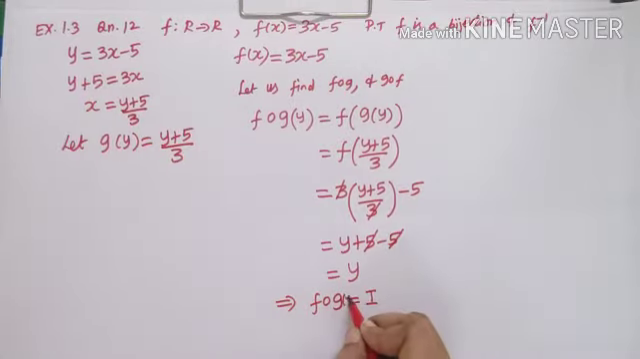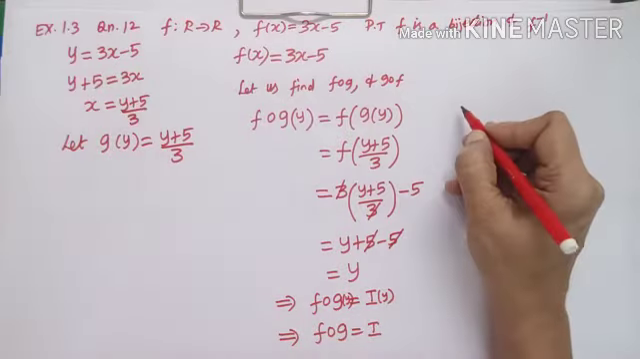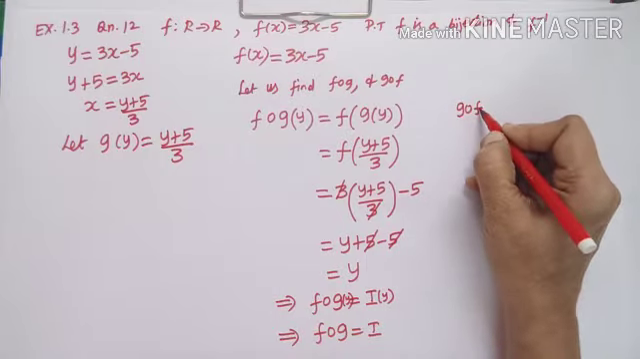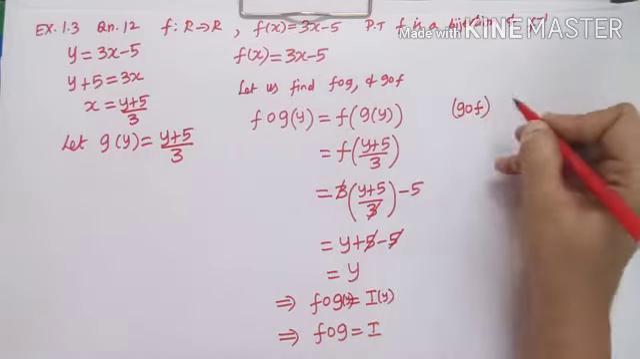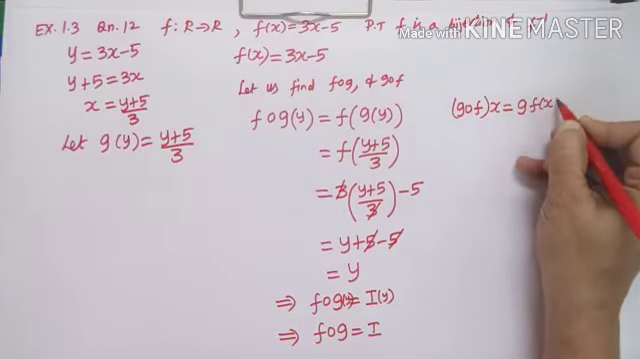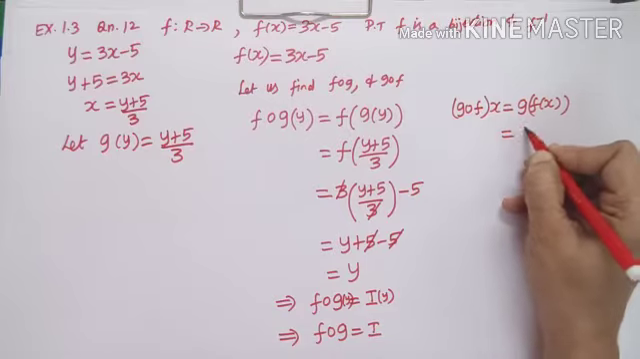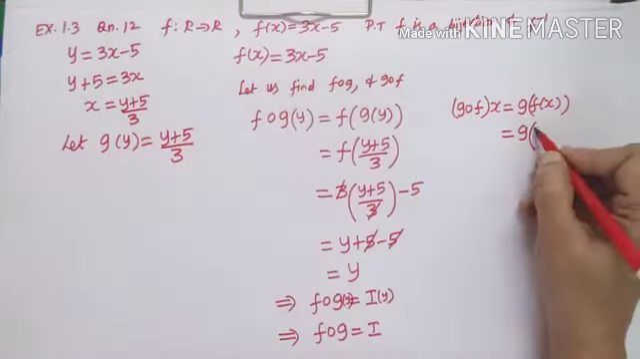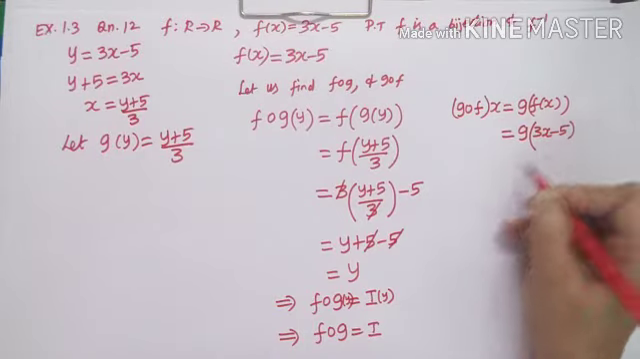Because here there is a y, this is nothing but I of y, or I will say f composition g is an identity function. Similarly, we'll find out g composition f. Because f is coming, put x equals to g of f of x. This is g of. What is f of x? f of x is 3x minus 5.